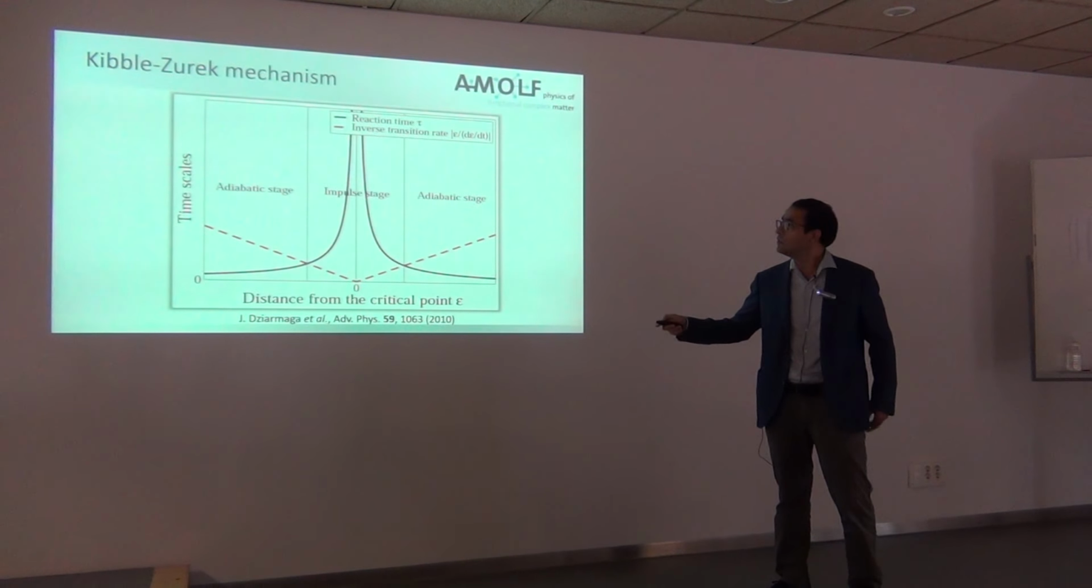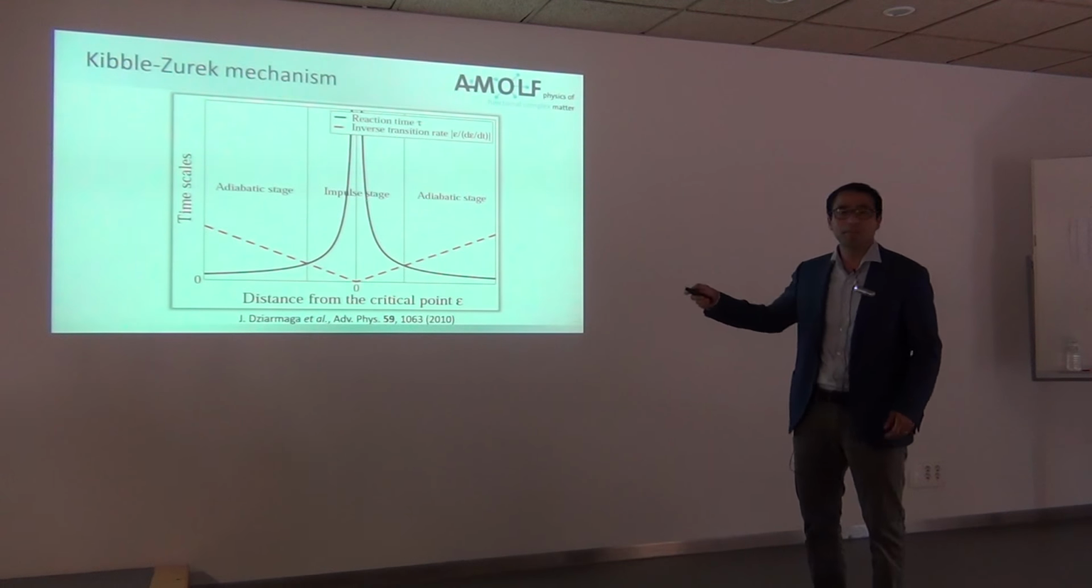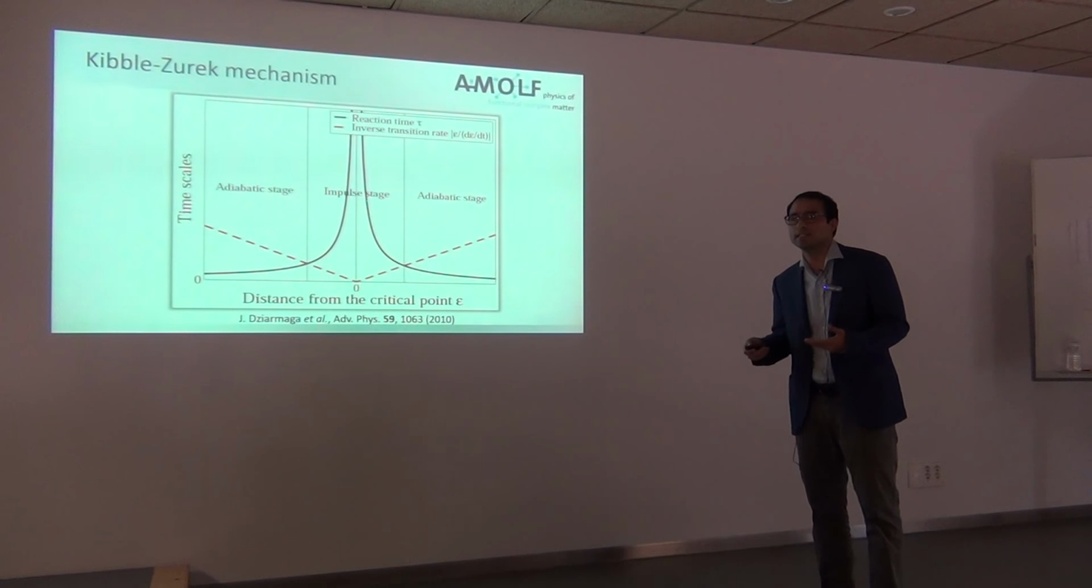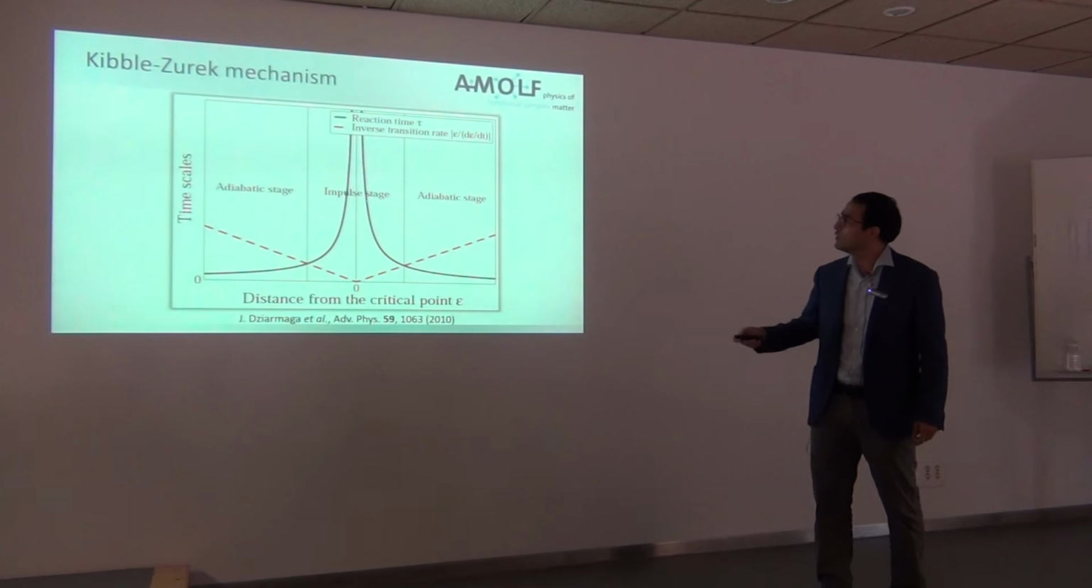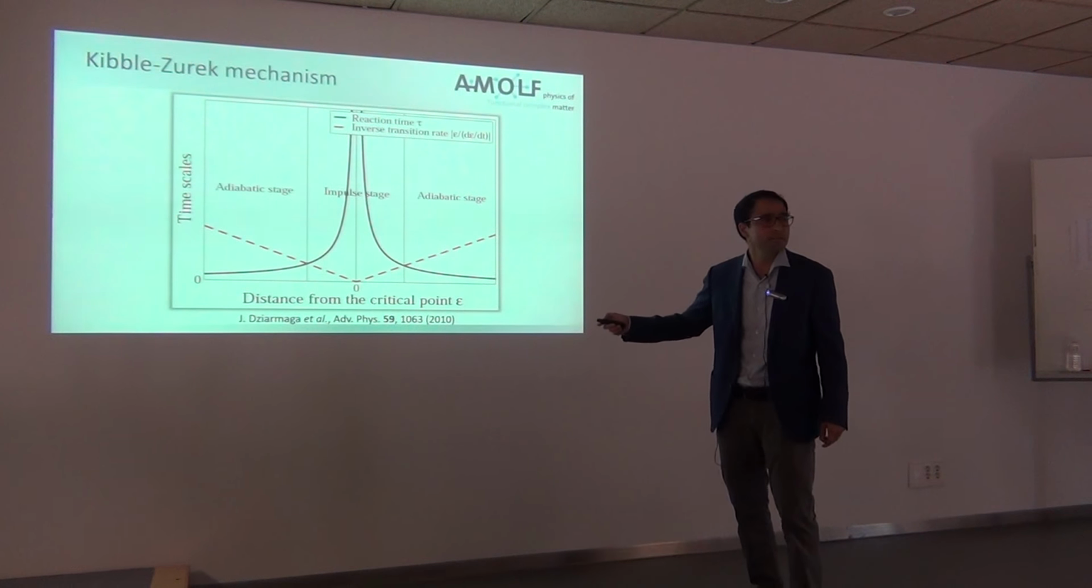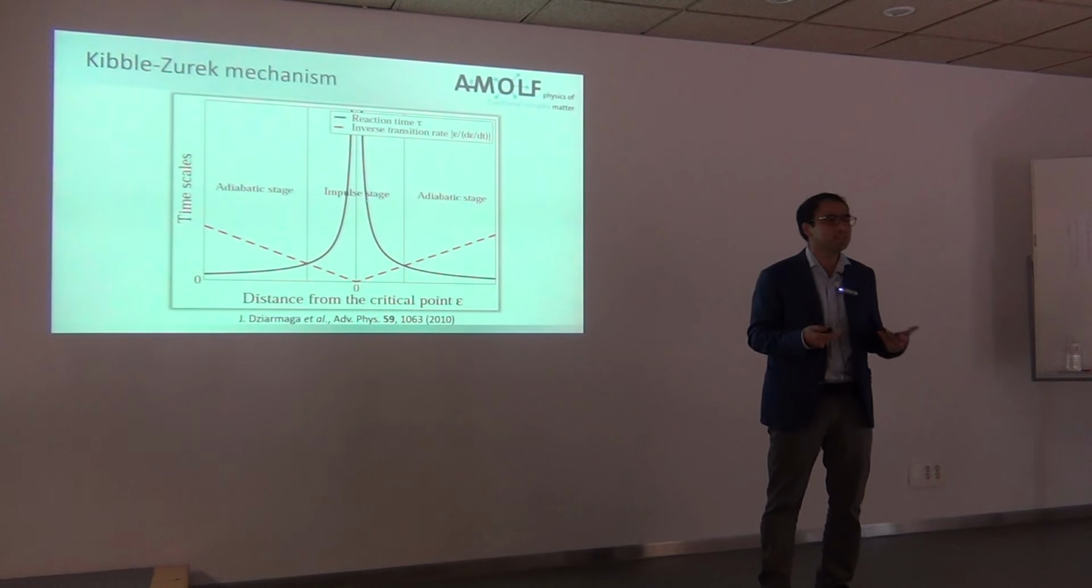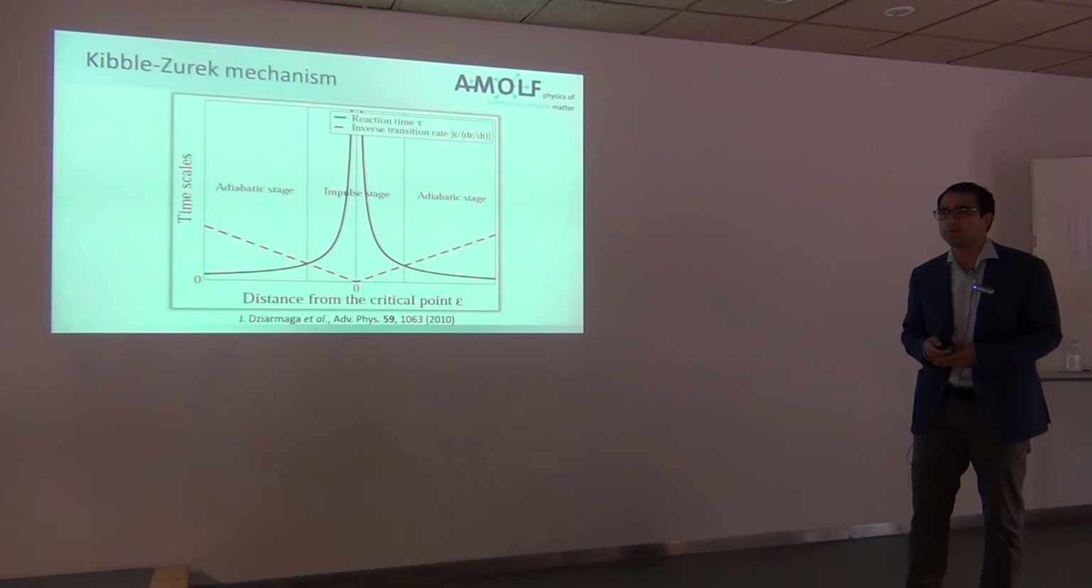0 here is the critical point. And the other timescale that matters is the reaction time. This is basically the tunneling time for us. So in a second order phase transition, the reaction time diverges at the critical point, and this is what leads to the phenomenon of critical slowing down.